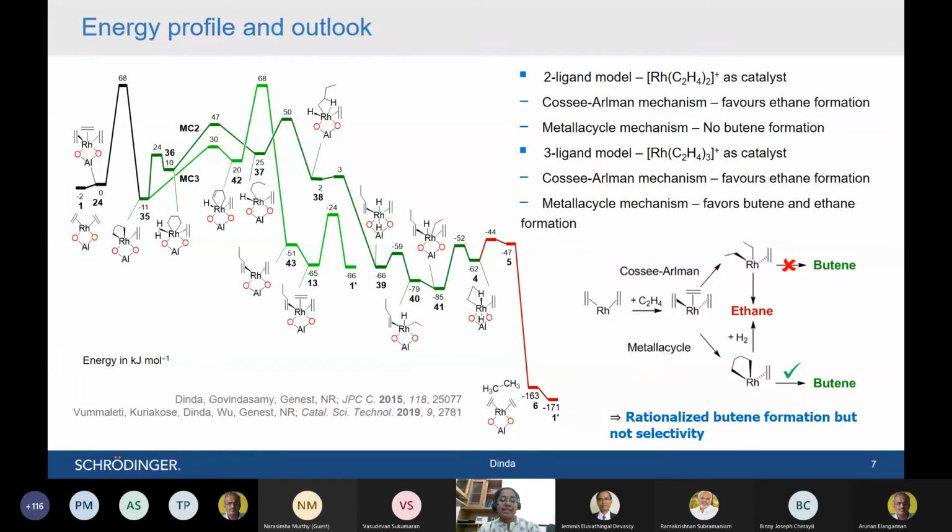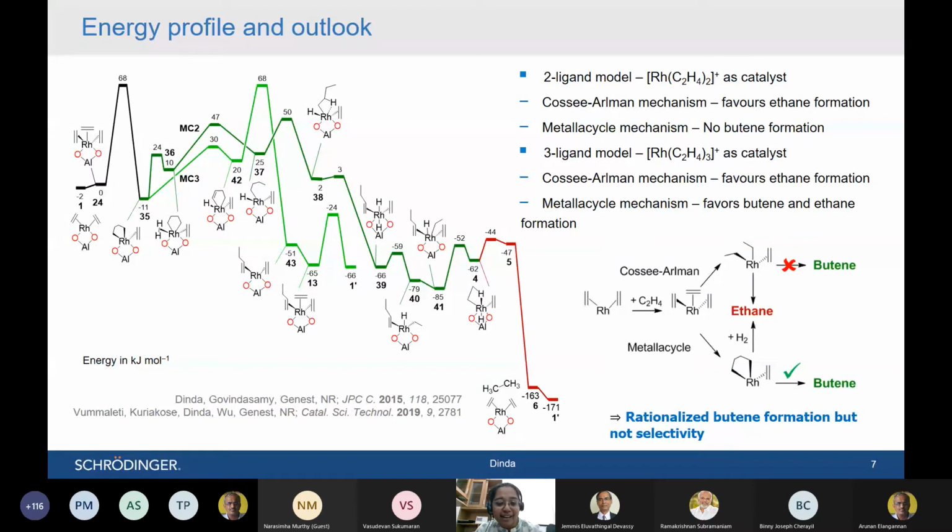And the problem is that whatever paths we studied initially, all the paths lead to ethane as the main product. So it was a very hard problem for us to get why we are getting the butane. Then we thought that rhodium actually can accommodate more than 2 ethylene. So we gave the third ethylene. It was not sterically crowded, rather it was stable. And then we explored the different CC coupling pathways, and one of the pathways leads to the butane.